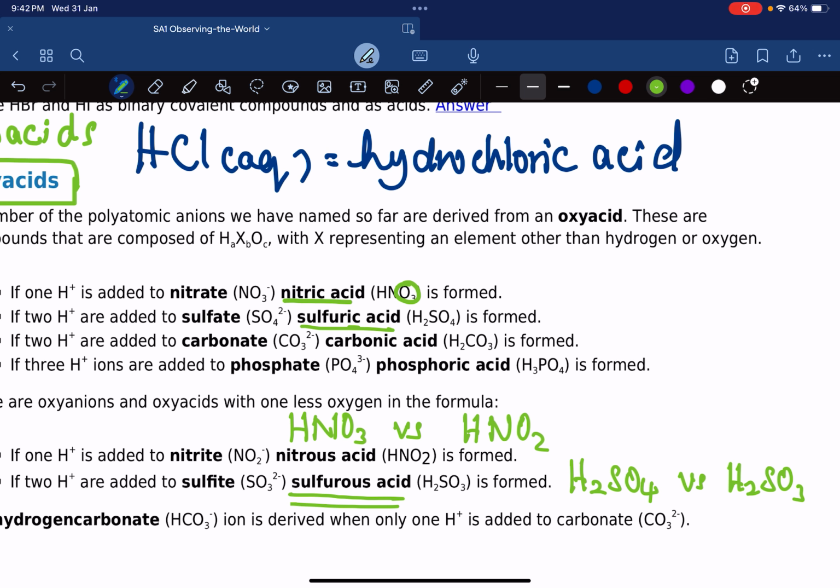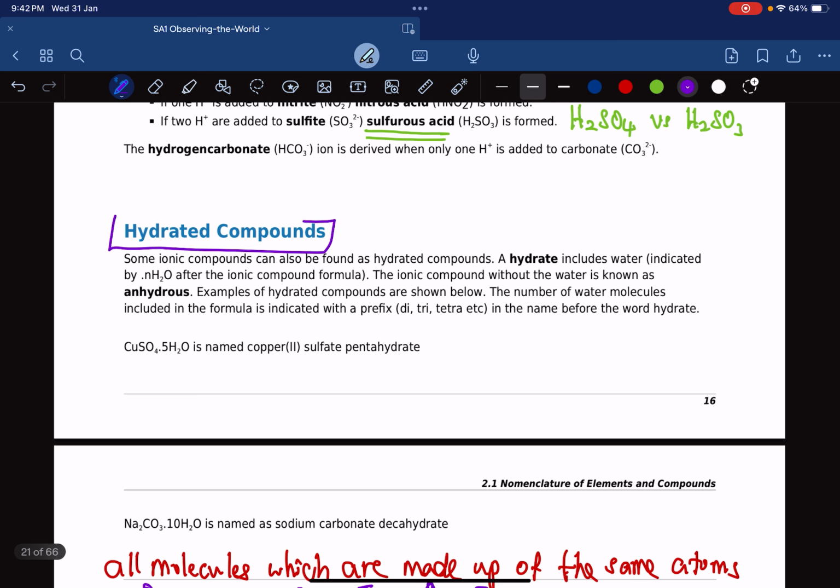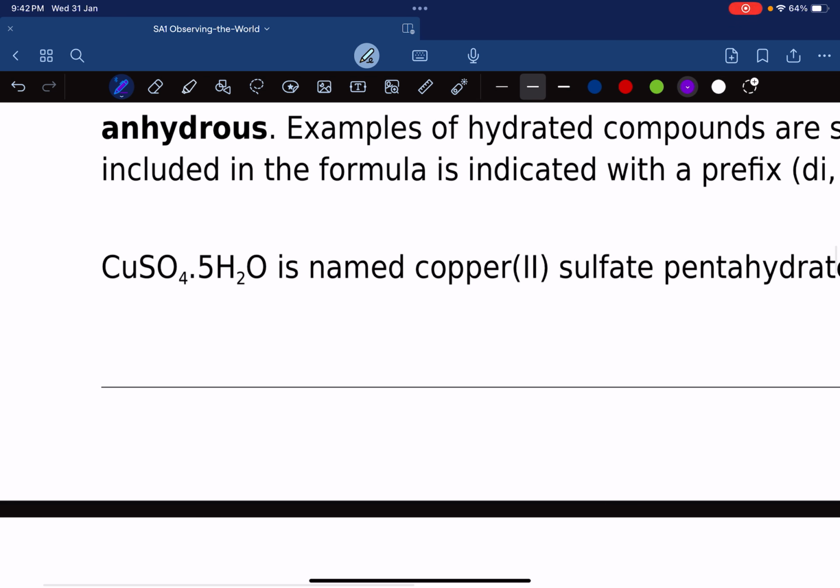And the very, very last part here talks about hydrated compounds. Hydrated compounds are like this compound here. If you see this dot over here, this basically means it is a hydrated compound. This is called copper(II) sulfate pentahydrate. Hydrate basically refers to water. So what does this dot mean?